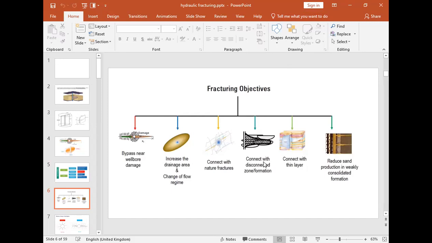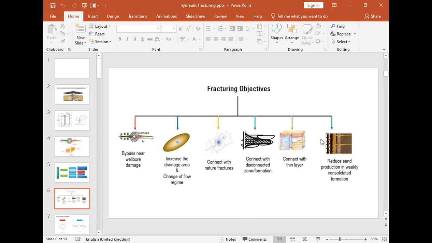It may connect with disconnected zones or formations. We may have these sand lenses that exist within the formation. We all know what sand lenses are. So when you create a hydraulic fracture, it goes into the reservoir to connect with each of these sand lenses, so that they can connect together and ease the flow of fluid from the sand lenses into the reservoir. So you have different reasons why they may carry out hydraulic fracturing.